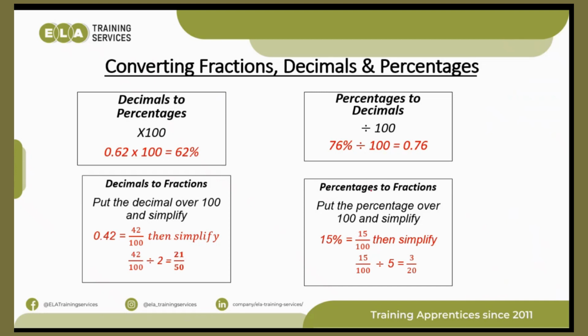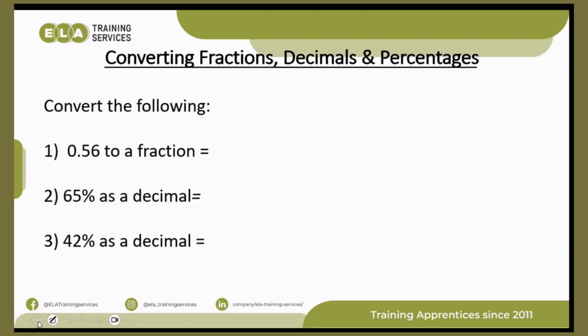And then finally, percentages to fractions, we put the percentage over 100 and simplify. So 15% would be 15 over 100. We would then simplify it by dividing both numbers by 5, which would leave us with 15 divided by 5 is 3 and 100 divided by 5 is 20, which would leave us with 3 over 20.